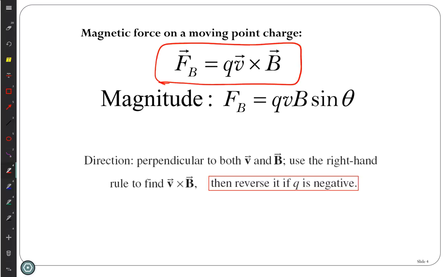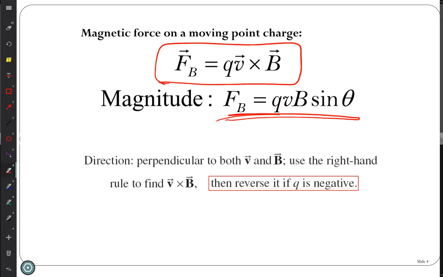So the force is Q v cross B. The magnitude of the force is Q v B sine of the angle between the velocity and the magnetic field. So it's easy to calculate how strong the force is. But you also have to determine the direction. And so my next couple slides are going to go through how we determine the magnitude and direction more carefully. As a general rule, the force is perpendicular to both v and B. Use the right-hand rule to find which of the two directions perpendicular to v and B it'll be. And then you have to reverse the direction if Q is negative.